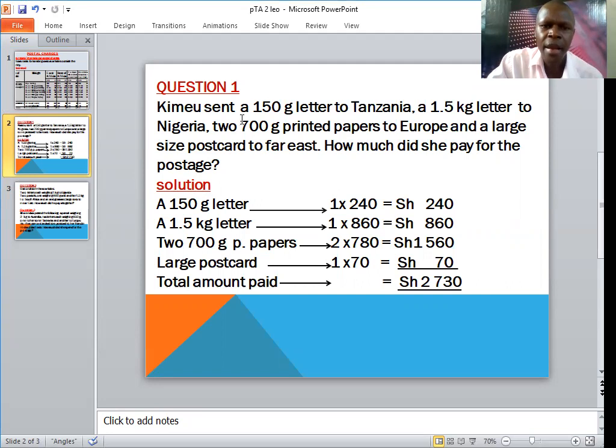A 150-gram letter to Tanzania. A stands for one. That means a 150-gram letter to Tanzania. You shall check how many letters? One times. What is the cost of sending a 150-gram letter to Tanzania? Shall come back to our table here.